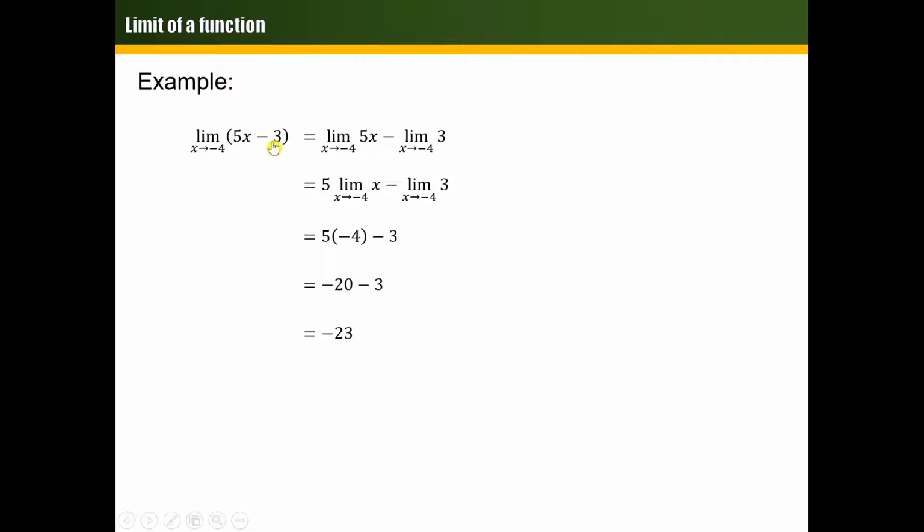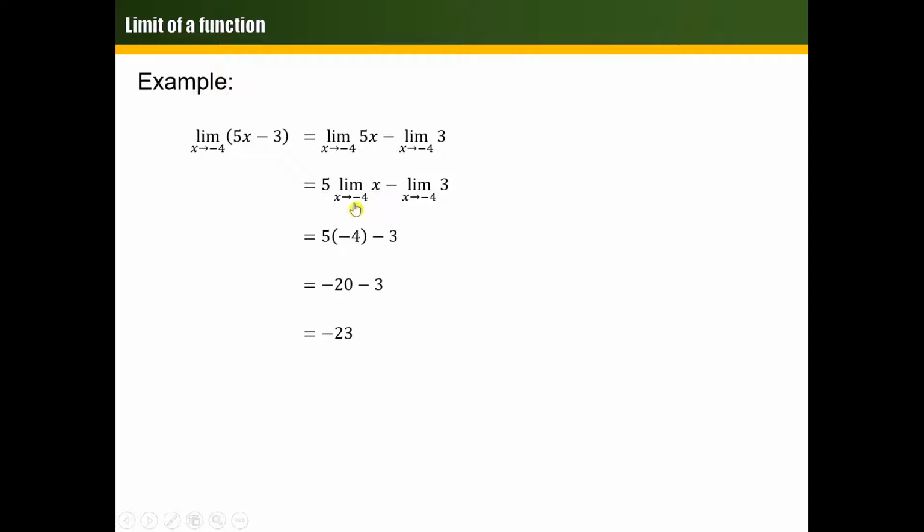The given function natin is a difference of two functions. So from the theorems presented before, pwede nating i-take yung limit ng first function and then minus, take the limit again of the second function. Applying another theorem na discussed before, pwede nating ilabas na yung constant doon sa may limit at i-take na lang yung limit ng maiiwan na function. So we have here 5 limit of x minus the limit of 3.